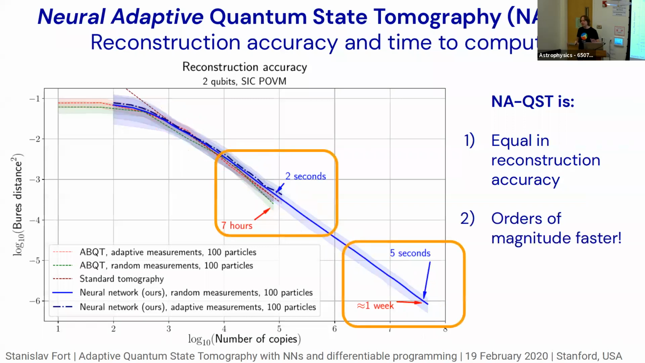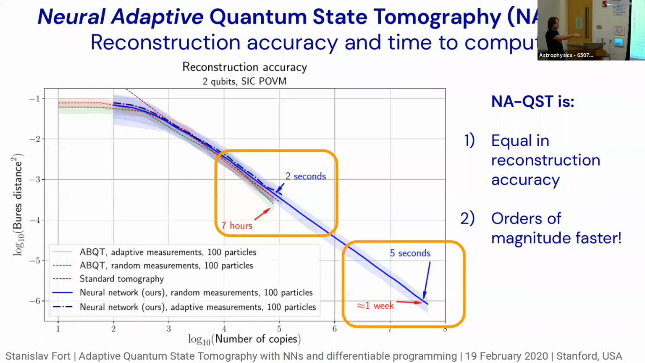But look at these processing time numbers. For 100,000 measurements, our algorithm converged to a solution in 2 seconds, while the competitor algorithm, ABQT, converged in 7 hours on my laptop. That's a huge difference if you're an experimentalist and want to estimate what next step to make. This would be a huge bottleneck for your research. But look at this: we didn't even run the classical algorithms that far. We just projected how long they would take.